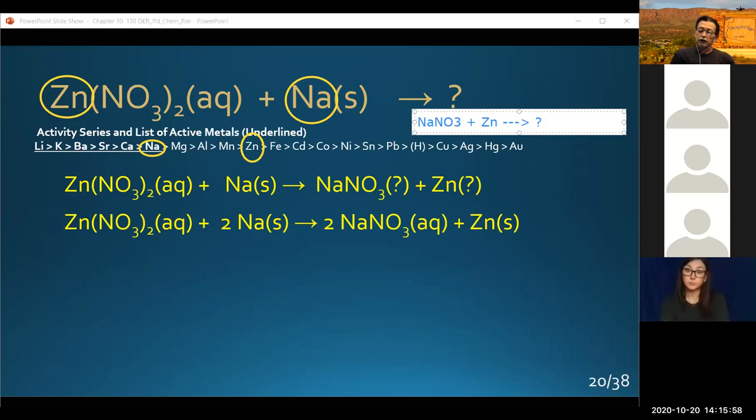Okay, and same steps. We already established that sodium is a lot more reactive than zinc. And then the second question is, is the most reactive metal in ionic form? And for the example I just gave you, yes, it's already in ionic form. It's in the form of sodium nitrate. That's ionic. That means that this reaction does not proceed. No reaction. Okay.